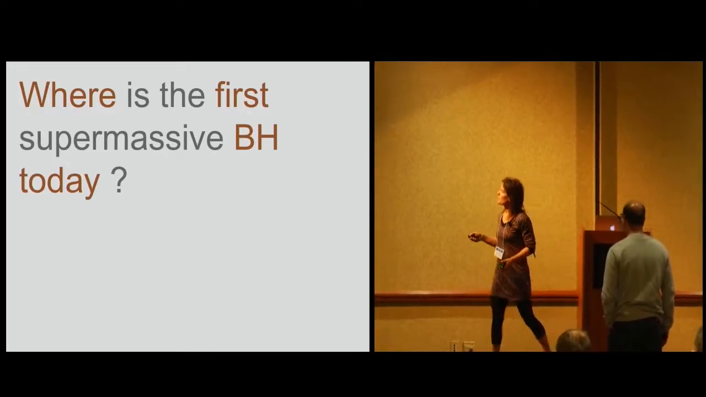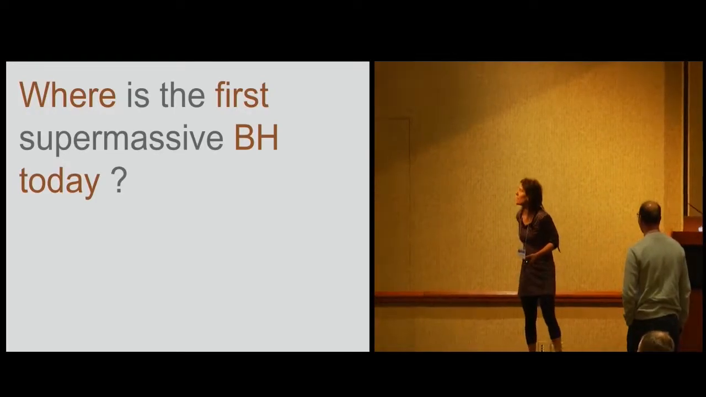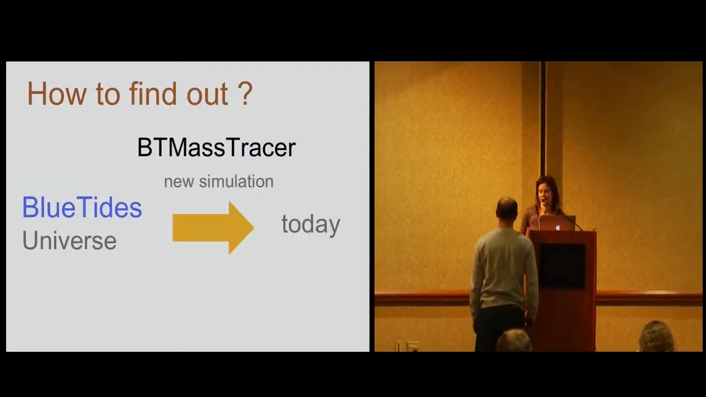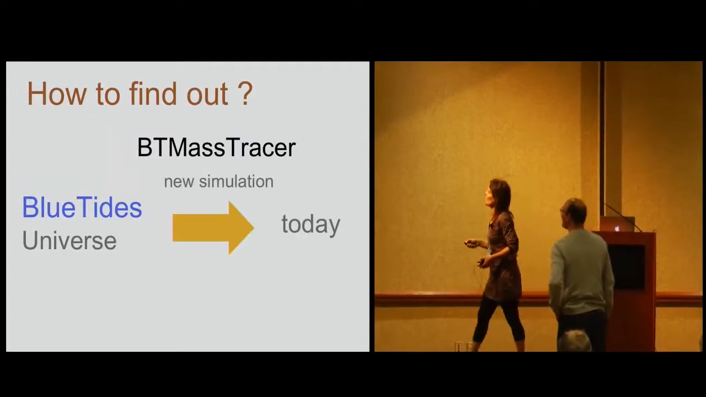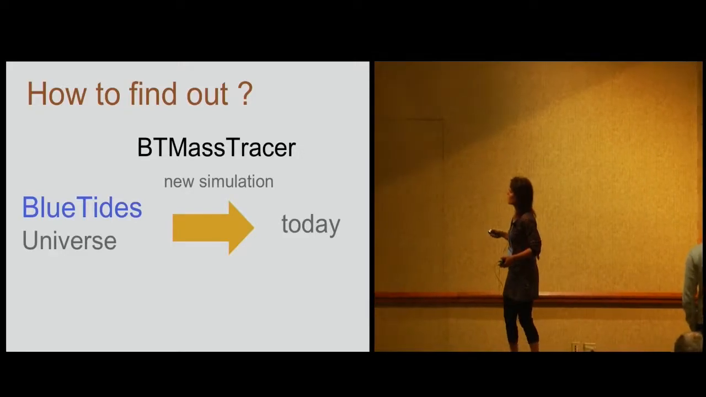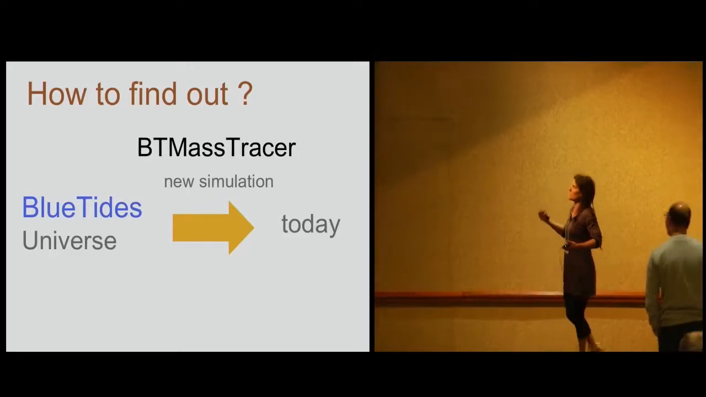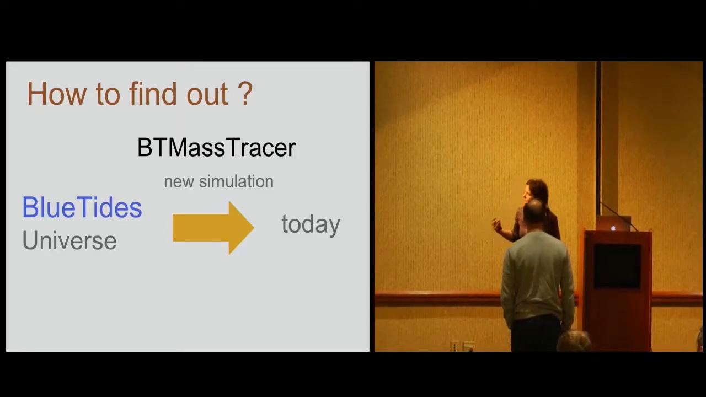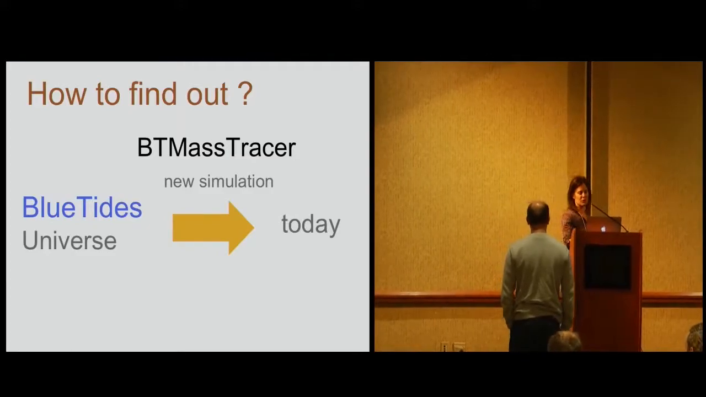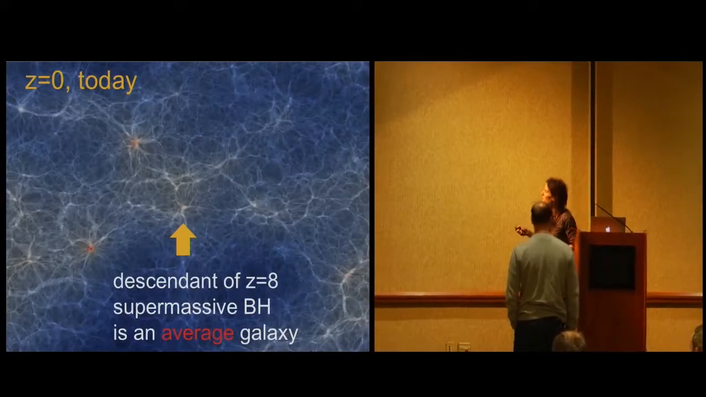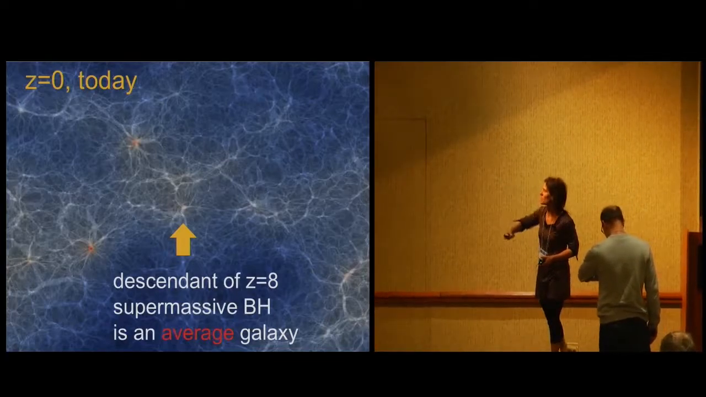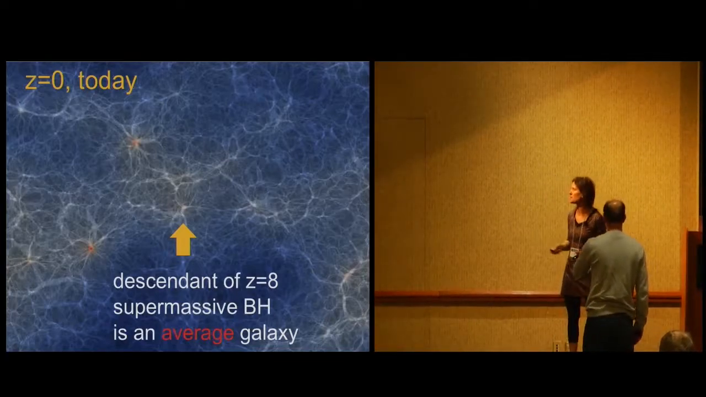Then we also ask ourselves, where is the first supermassive black hole today? I'm going to wrap up in a slide. We also try to ask where these objects end up. We actually ran a new simulation, the BlueTides Mass Tracer, as we call it. This is a much coarser simulation where we can find that black hole in the very large-scale structure of today's universe by following its host halo. This is a dark-matter-only simulation.